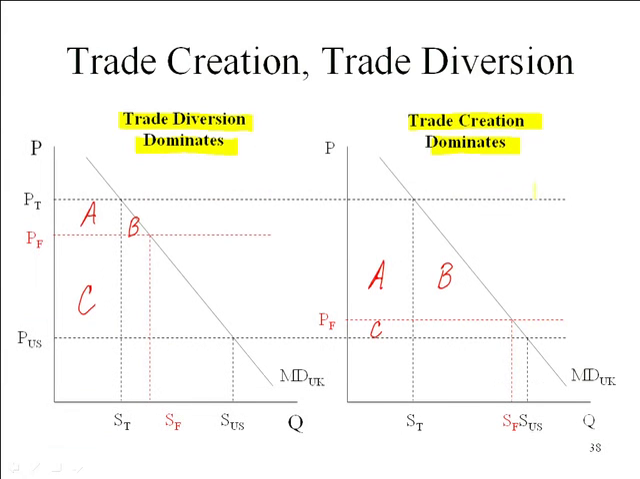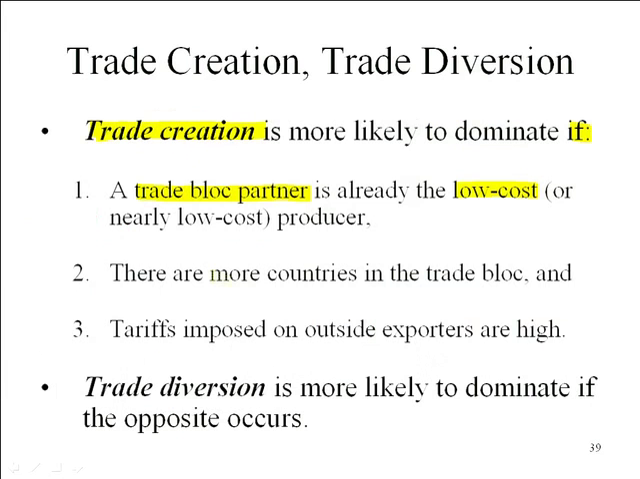So the more the country that you're entering into a free trade agreement with is one of the most efficient producers in the world, then you're much more likely to have trade creation rather than trade diversion. The second point may not be so obvious: when there are more countries in the trade bloc. So why would that be true? Exactly. The more countries that you have in the trade bloc, the more likely it is that one of the lowest cost producers is going to be one of those members.